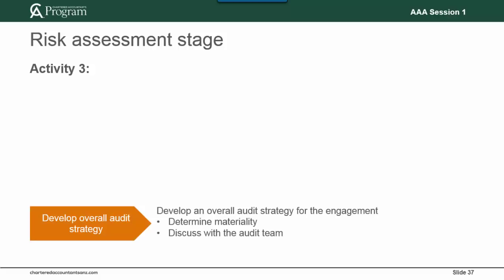We're now going to look at the third activity in the risk assessment stage, which is develop an overall audit strategy. The focus in this application video 1 is on developing an overall audit strategy for the engagement. As part of the planning stage, we also need to determine materiality. The concept of materiality won't be discussed in this video, it will be covered in application video 2.